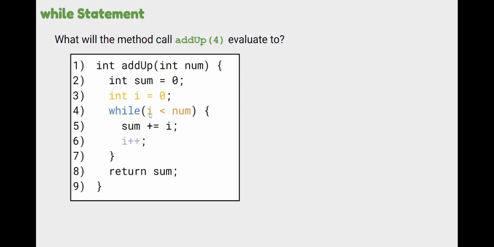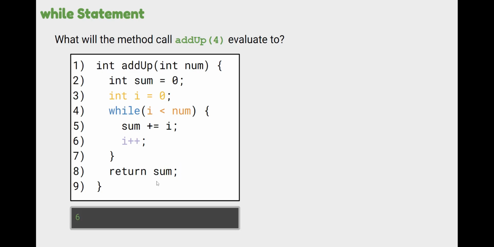So then I will become 1, 1 less than 4, add 1 into the sum. I is 2, 2 is less than 4, add 2 into the sum. Increment I becomes 3, 3 is less than 4, add 3 into the sum. And then finally, I is 4, 4 is no longer less than 4. And then we return the sum. So this will return the number 6, which is that 0 plus the 1 plus the 2 plus the 3.